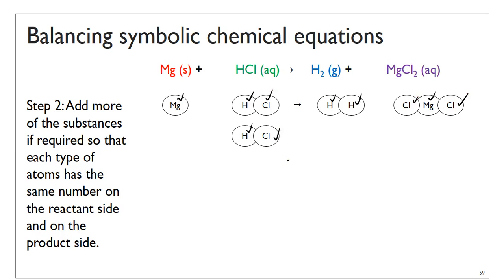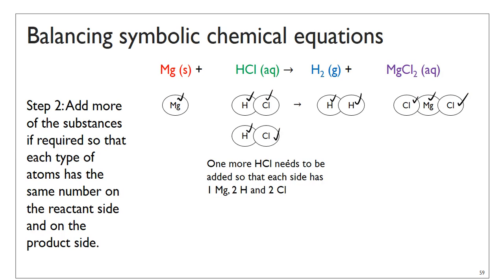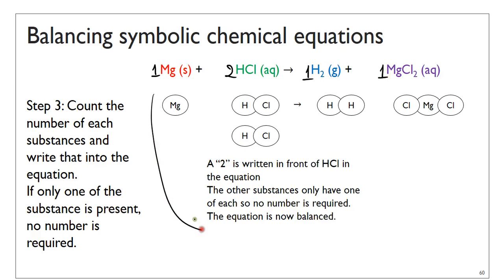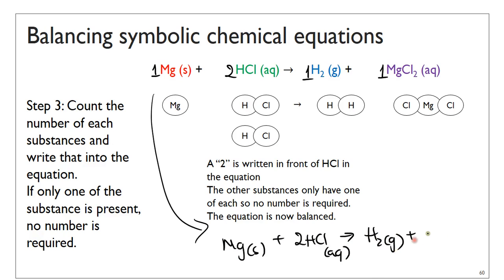So that's it. You add one extra HCl, and then once you've done that, you can count how many of each substance you need and balance your equation. So I just need 1 Mg. You don't have to write one here, but I'm going to do it. Essentially, there's a 1 there. You have 2 HCl, 1 H2, and 1 MgCl2. So that is the balanced equation. Or you can write just Mg plus 2 HCl going to H2 and MgCl2.